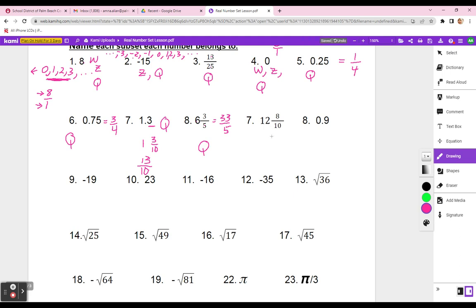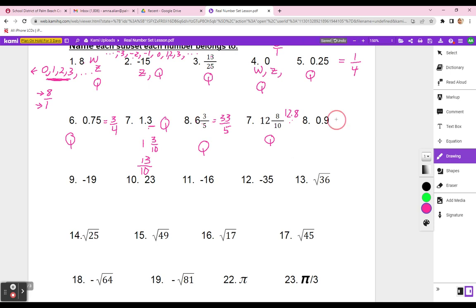Same thing for number 7, it is rational because this is the same thing as 12.8, okay, which is a terminating decimal. So all terminating decimals, you have a terminating decimal here, you have a terminating decimal here, all terminating decimals are rational. This is also a terminating decimal. We can convert that to a decimal, and that would be a terminating decimal.